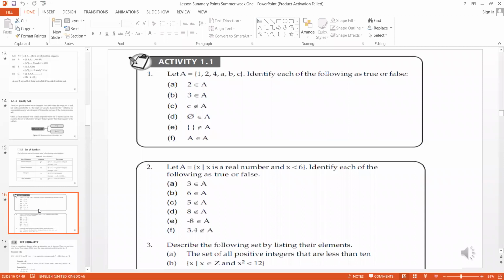Then we have some examples here. So Activity 1, we are told to identify each of the following as true or false. Just take a minute to solve it, and then you give me the answers. Activity 1.1. Can I have answers?